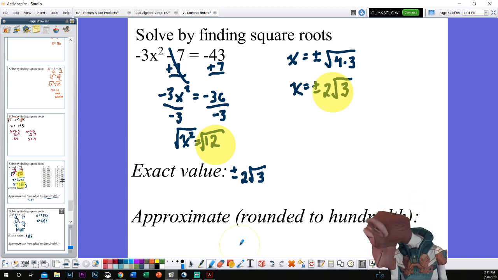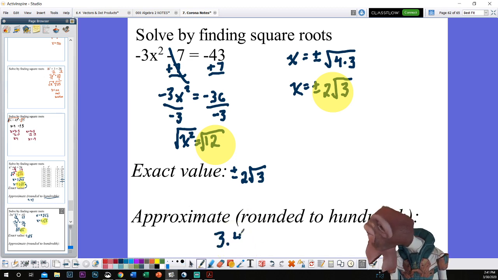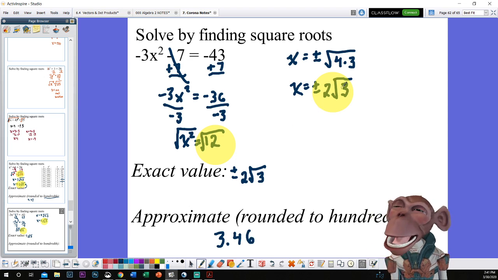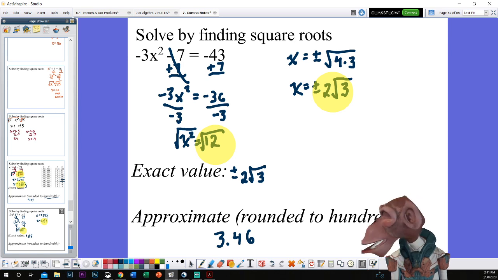So I would hit square root of 12 on my calculator, and that gives me 3.46. I could also type 2 square root 3 on the calculator. That should also give me 3.46.